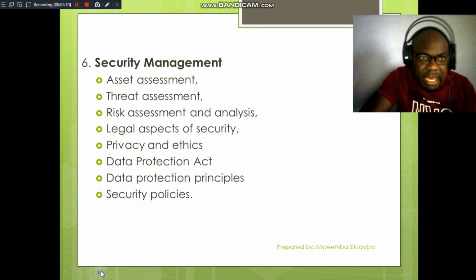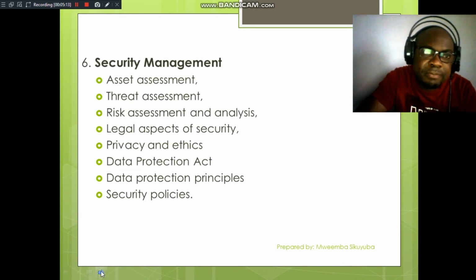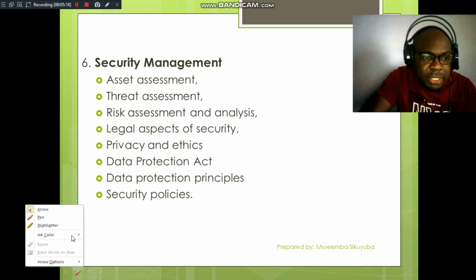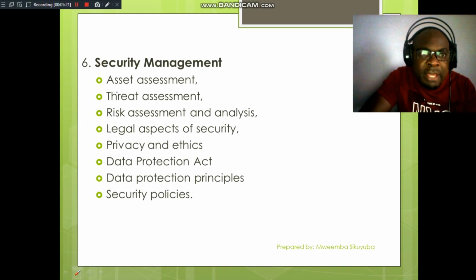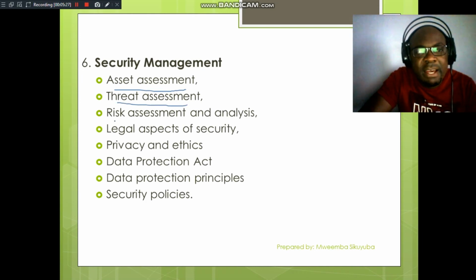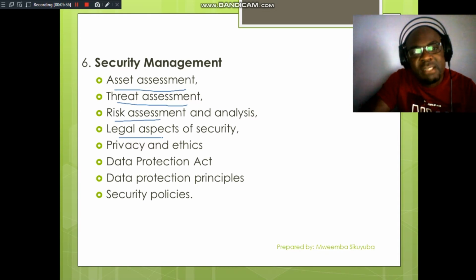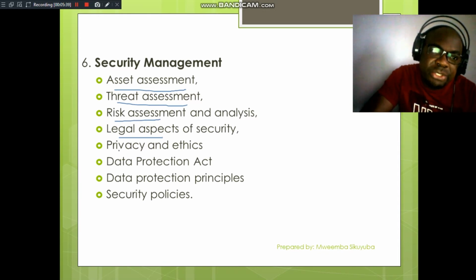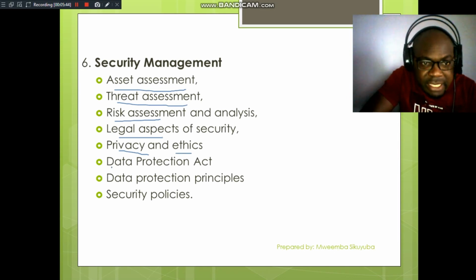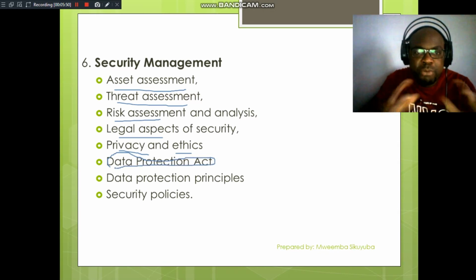Last but not least, we are going to look at security management. Under security management, we are going to look at issues to do with asset assessment and threat assessment. We are also going to look at risk assessment and analysis, legal aspects of security, and issues of privacy and ethics. We are also going to look at this important component, the Data Protection Act.